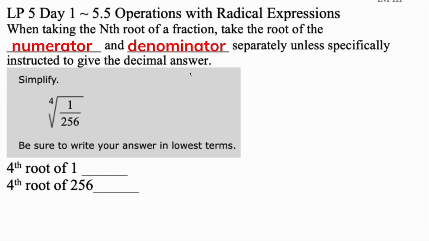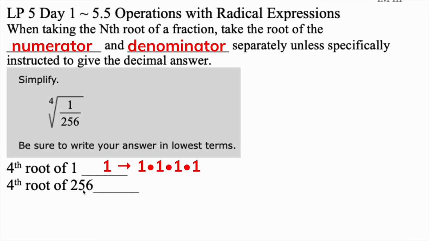Unless specifically instructed to give decimal answers, I would not divide 1 by 256 and then take the fourth root of that, because you're going to end up with some kind of weird fraction there. So just take them separately. So the fourth root of 1, any root of 1, it doesn't matter what it is, is going to be 1, because you can multiply 1 as many times as you want by itself, and it's still going to be 1. So whenever you take any root of 1, it's 1.